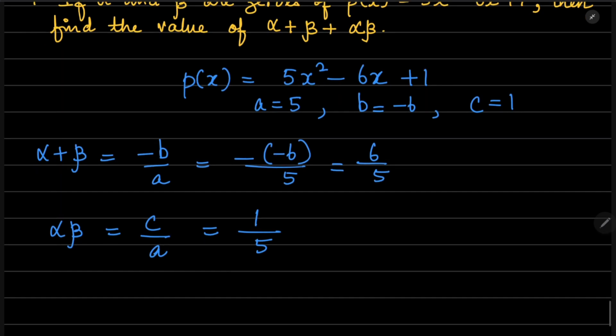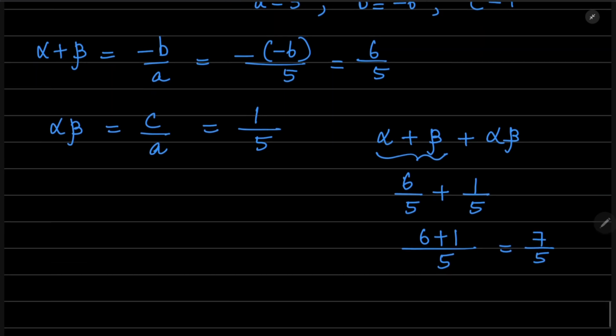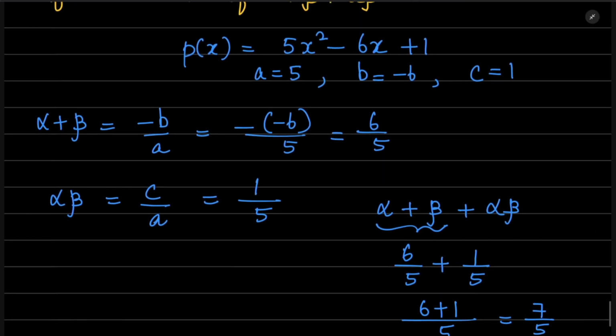Now you have to find the value of alpha plus beta plus alpha beta. What is alpha plus beta? It is 6 by 5. So 6 by 5 plus, what is your alpha into beta? It is 1 by 5. Your LCM is 5, numerator will be 6 plus 1, which is nothing but 7 by 5. And that is your answer. So this is your final answer. That's all. So it's so easy.